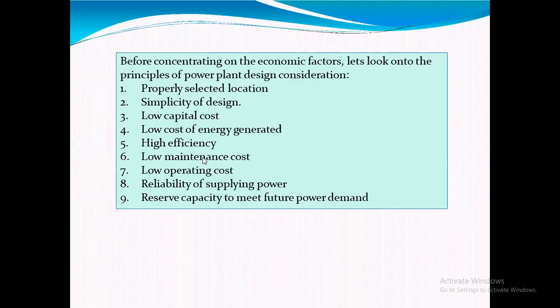These are the two factors which can cause a high amount of cost, because the maintenance and operation costs are the mandatory costs which are used to maintain a power plant, whether thermal, nuclear, or wind power plant. The maintenance and operation cost must be available there. Reliability of the supplying power, reserve capacity to meet future power demand. Sorry, it is not reverse, it is reserve capacity to meet future power demand.